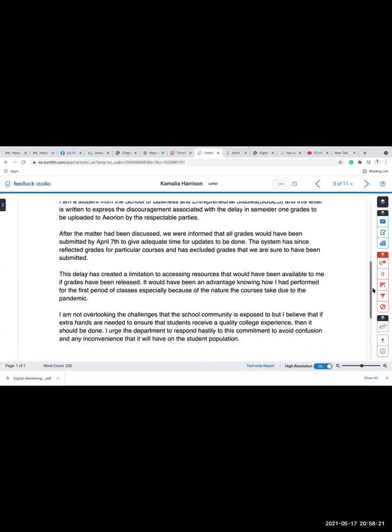"This delay has created a limitation to accessing resources that would have been..." Is the third paragraph supposed to be describing the inconvenience suffered? Yes. So this paragraph is okay. "I'm not overlooking the challenges, but I believe that if extra hands are needed, then it should be done. I urge the department to respond." So these two paragraphs are okay, the third and the fourth, but the other paragraphs are a little bit weak. All right, let's look at another one.